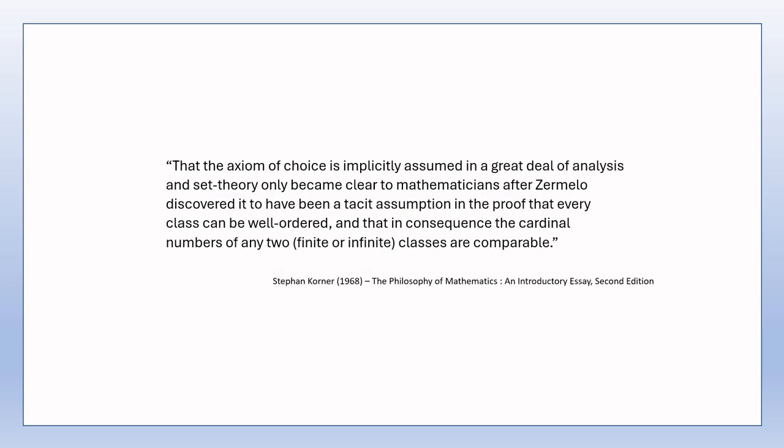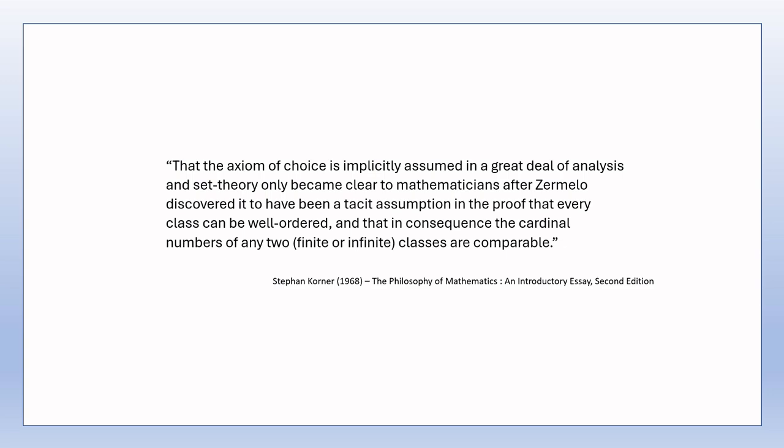Indeed, in Corner we read that the axiom of choice is implicitly assumed in a great deal of analysis and set theory only became clear to mathematicians after Zermelo discovered it to have been a tacit assumption in the proof that every class can be well ordered, and that in consequence the cardinal numbers of any two finite or infinite classes are comparable.